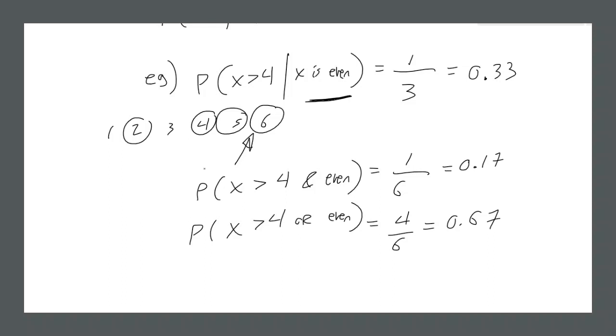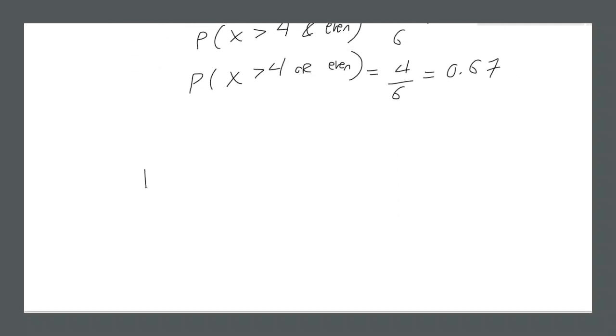Now, how did we get that 3? Well, it's the number of ways that our given condition can occur. And how did we get that 1? Well, it's the outcomes that correspond to our given condition and the actual final condition that we're looking for.